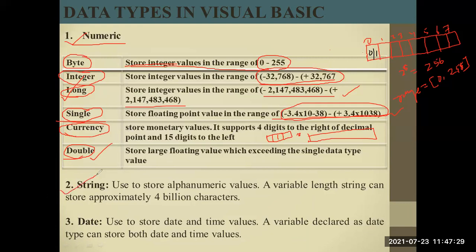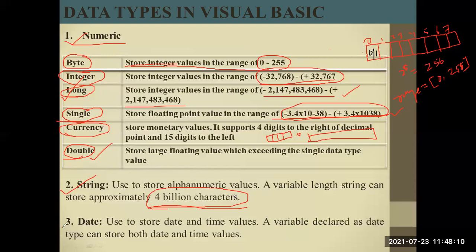Now the second type of data that can be used is called the string data type. We will use this whenever we need to store alphanumeric values, with integer as well as numerical values. So we go for the string data type. It is used to store alphanumeric values, and a variable length string can store approximately 4 billion characters. Now imagine how long the string variable can be. It can support up to 4 billion characters.